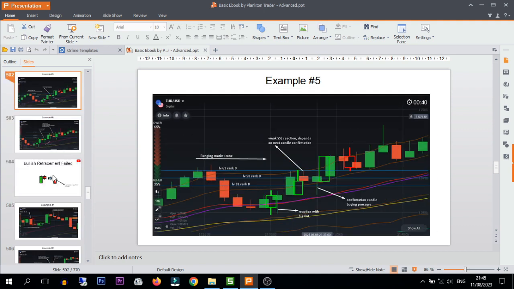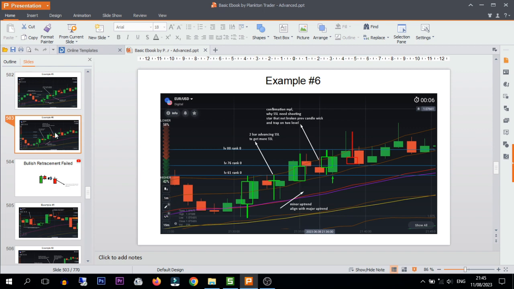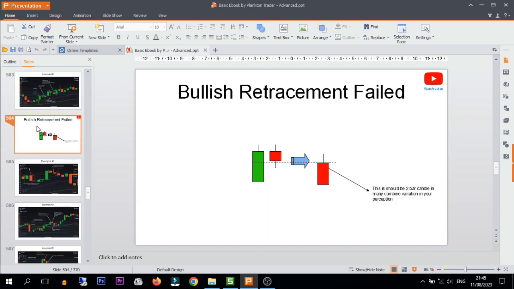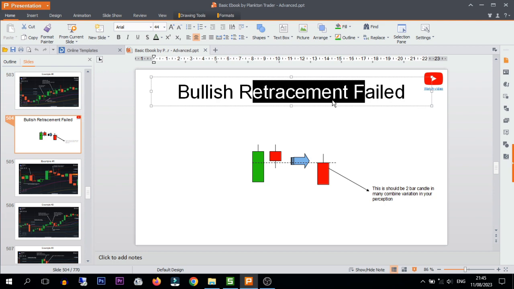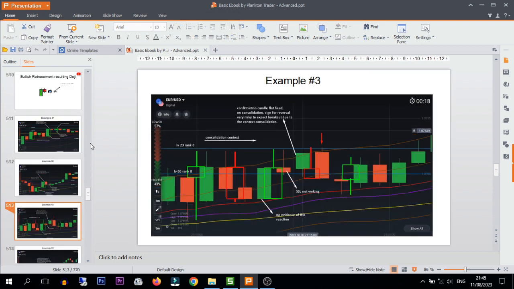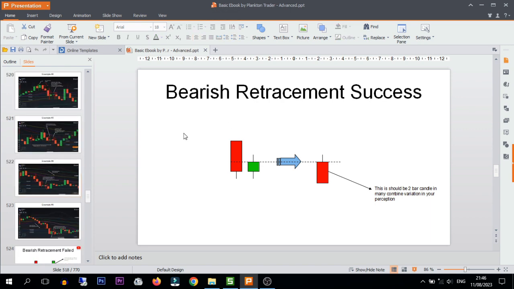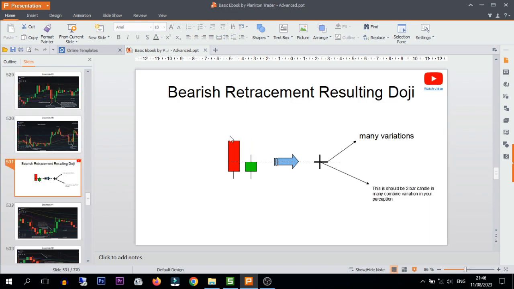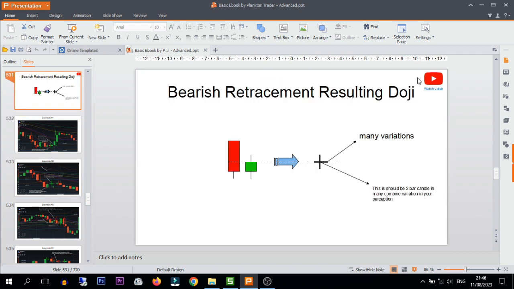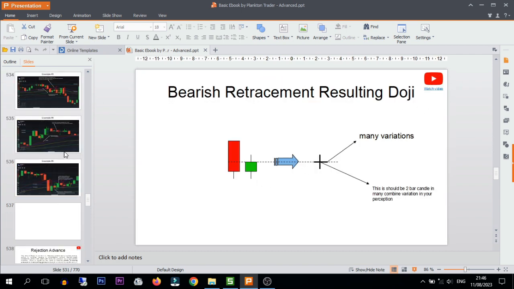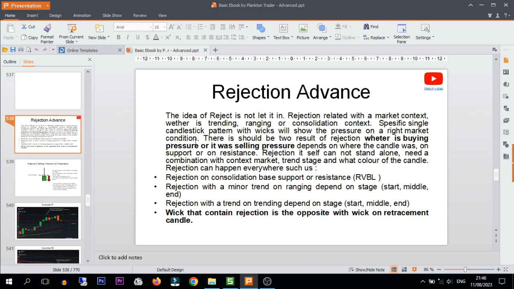That is why the context is very important. That is why in the beginning we learn about the advanced context, because we need the context here to make this more reasonable. Okay, and then this is bullish retracement, why it fails, why it's making a doji, why it succeeds. And here also bearish retracement, where the bullish was the candle. Okay, and why it succeeds, why it fails, and why it's making doji. All I explain here is in the link of the YouTube video in the upper right corner. Okay, and then move to the rejection.